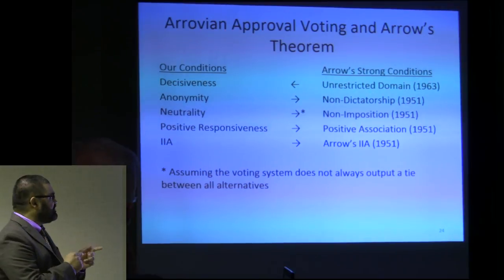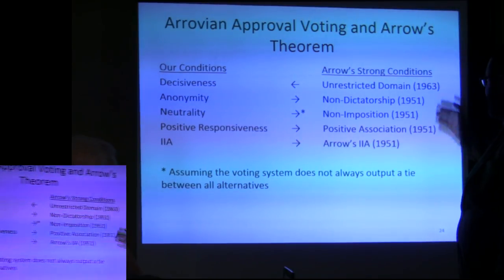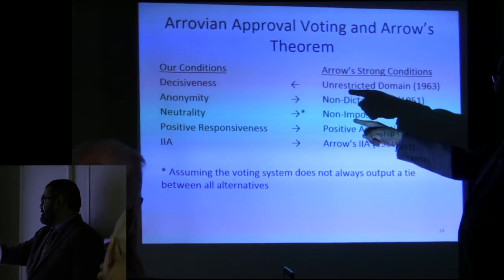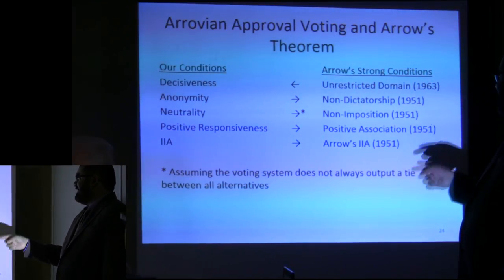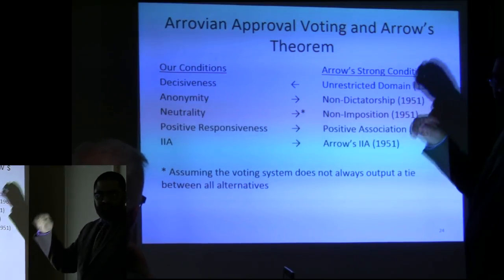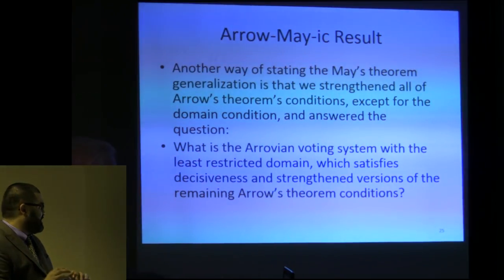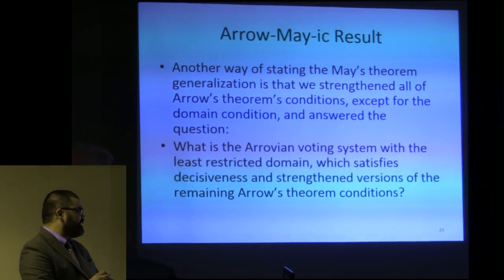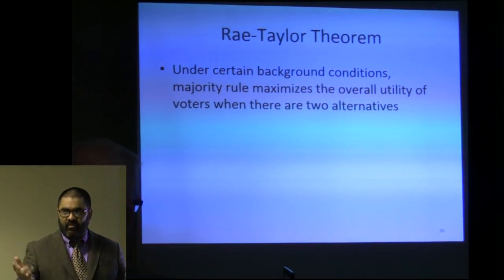So this is really interesting in its relationship to Arrow's theorem, right? So let me come over here. Basically, if you look at the conditions of Arrow's theorem, which are here on the right, and the conditions of our theorem on the left, except for decisiveness and unrestricted domain, basically our conditions imply Arrow's conditions. So you take the strongest versions of Arrow's conditions, like for example, anonymity implies non-dictatorship. Neutrality, assuming that the voting system doesn't always output a tie, implies non-imposition. Next slide. So we can restate the result in an Arrovian way, which combines those. Basically, we can ask the question, what is the Arrovian voting system with the least restricted domain which satisfies decisiveness and the strengthened versions of the remaining Arrow's theorem conditions? And the answer to that is Arrovian approval voting.